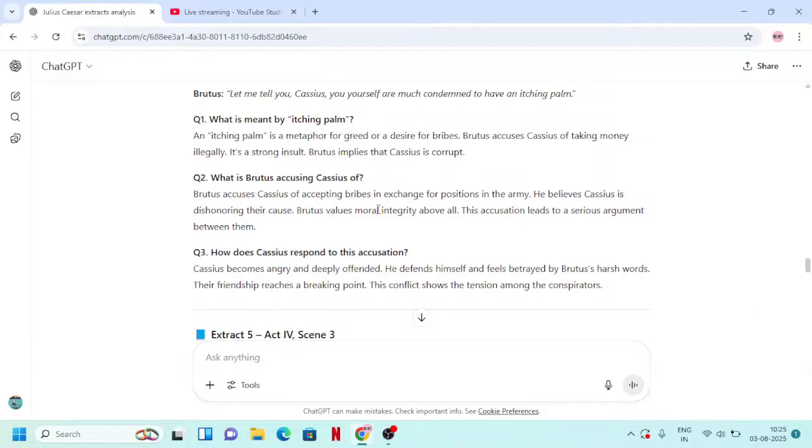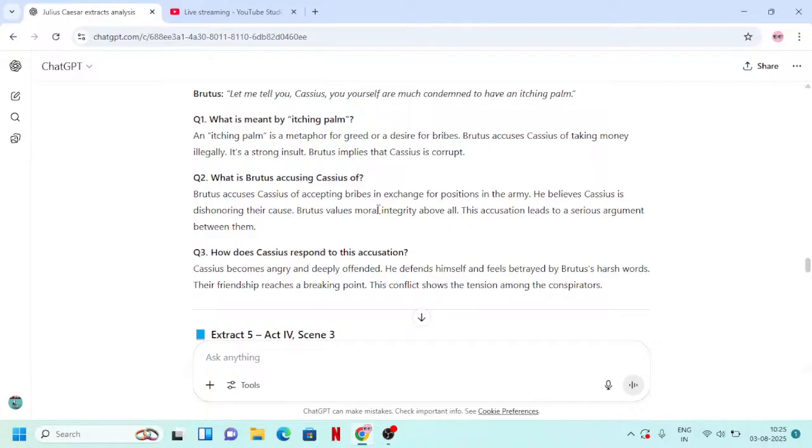Brutus is saying again, let me tell you, Cassius, you yourself are much condemned to have an itching palm. Itching palm is regarding bribery or corruption. What is meant by itching palm? Itching palm is a metaphor for greed or a desire for bribes. Brutus accuses Cassius of taking money illegally. It is a strong insult. Brutus implies that Cassius is corrupt.